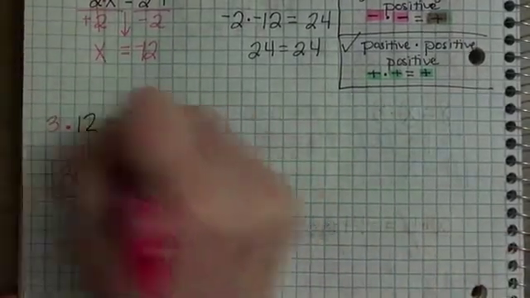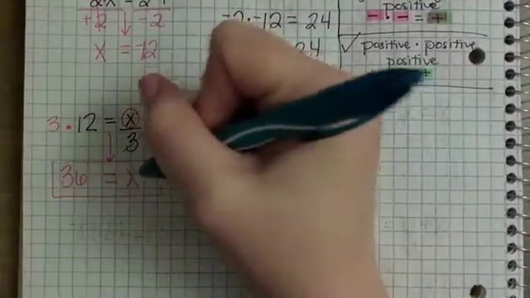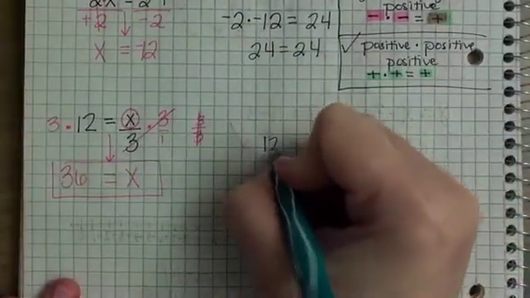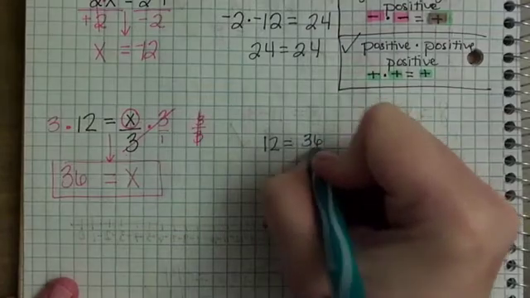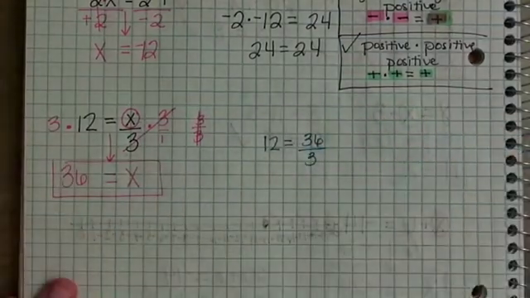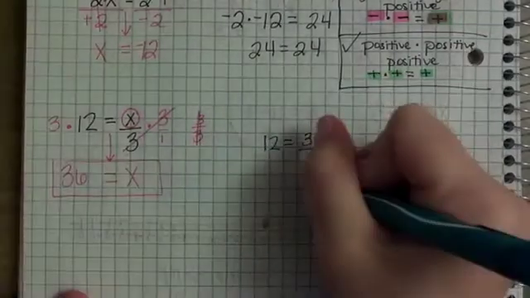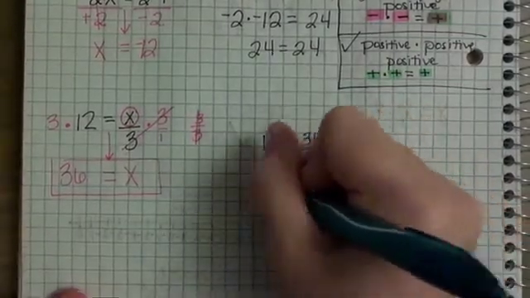And that would be our answer, but let's check to make sure that that works. So let's plug that 36 in. So it'd be 12 equals 36 divided by 3. 36 divided by 3 is 12, and 12 equals 12.